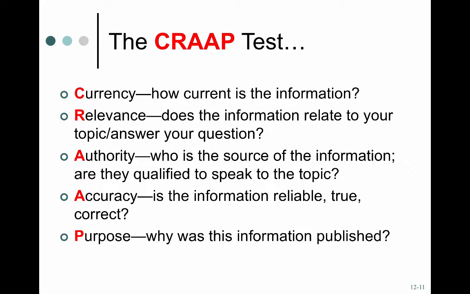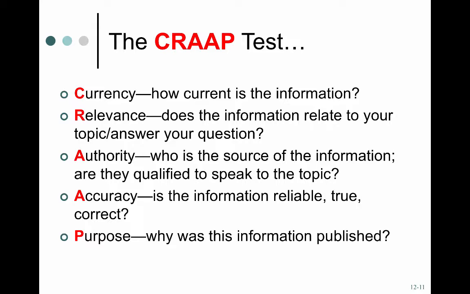The CRAAP Test. Sounds funny, doesn't it? But it's a very serious document. The CRAAP Test is a handout that will remind you of the questions that you must ask yourself when you evaluate sources. CRAAP, C-R-A-A-P, is an acronym for currency, relevance, authority, accuracy, and purpose. So if it doesn't meet these criteria, well, then it's crap and you shouldn't use it. Let's go over the criteria.